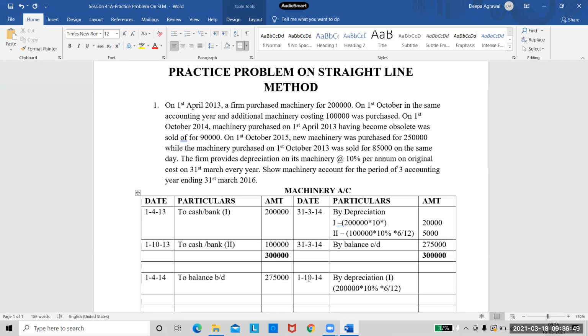Yeah, the second one we are not doing. We are only doing the first one right now. The first one was sold. So how much is this depreciation? 10,000.